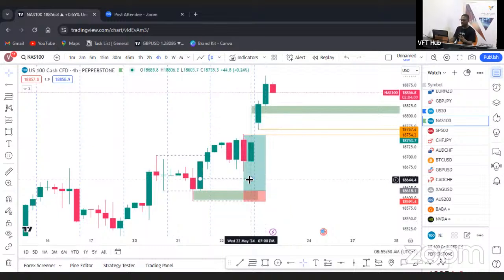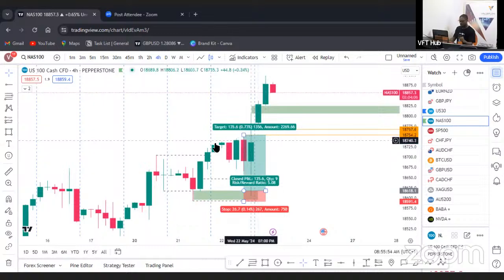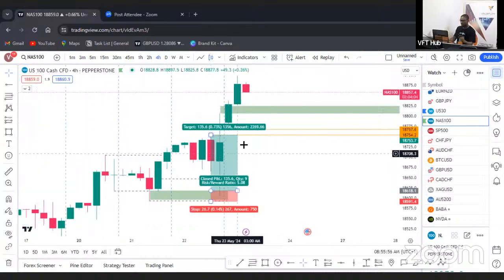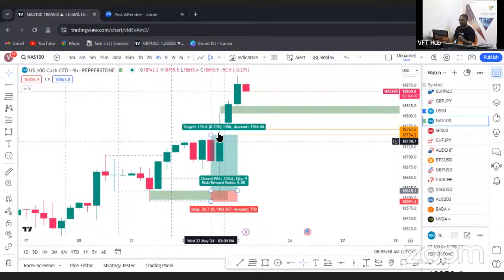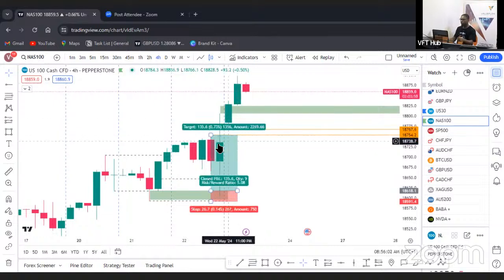But this looks very clean, very neat. Then look to maximize it. That's why we're able to get 1 is to 5 RR. But we could have gotten even far more than that. 1 is to 10 on a single trade. But that's if you held all through without closing any position.